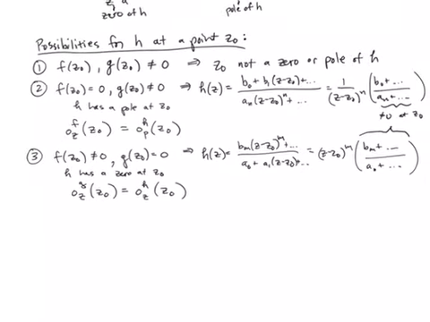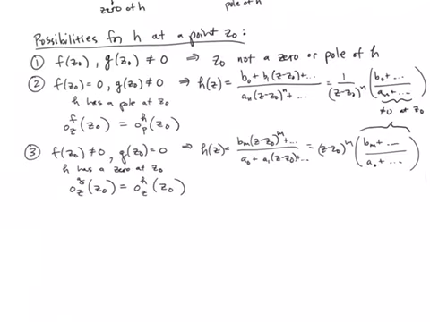Okay, and then the fourth case here is that f of z naught and g of z naught are both equal to 0. And this really has 3 subcases to it. So it depends on the orders of these zeros. The first one is that the order of the 0 for f at z naught is greater than the order for the 0 of g at z naught.